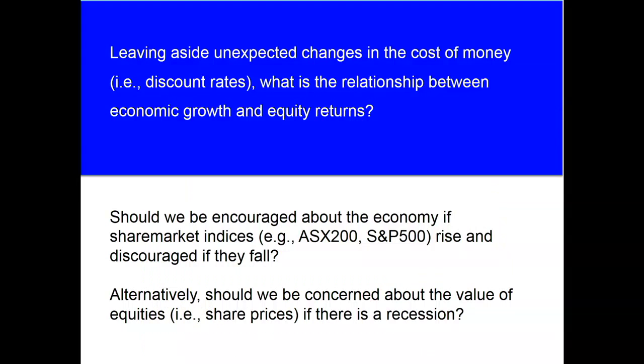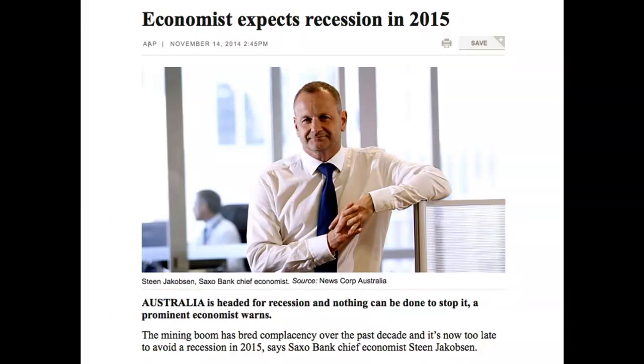So to give you an indication of the kind of things, we have here The Economist expecting a recession in 2015. Steen Jacobson, looking very stern over here, says Australia's headed for a recession, nothing can be done to stop it. The mining boom has spread complacency of the past decade. It's now too late to avoid a recession in 2015. It's now 2019. No recession.